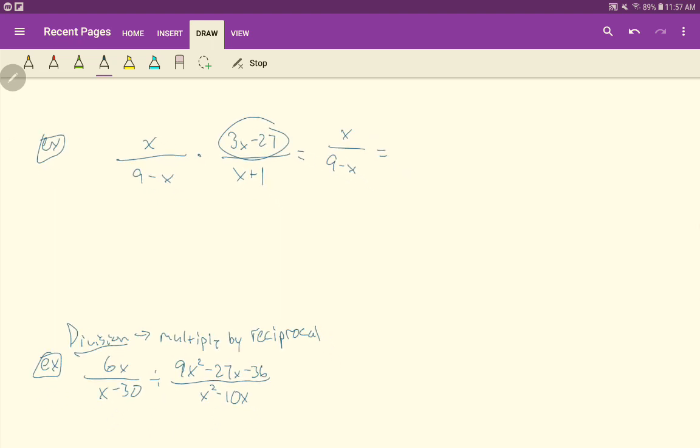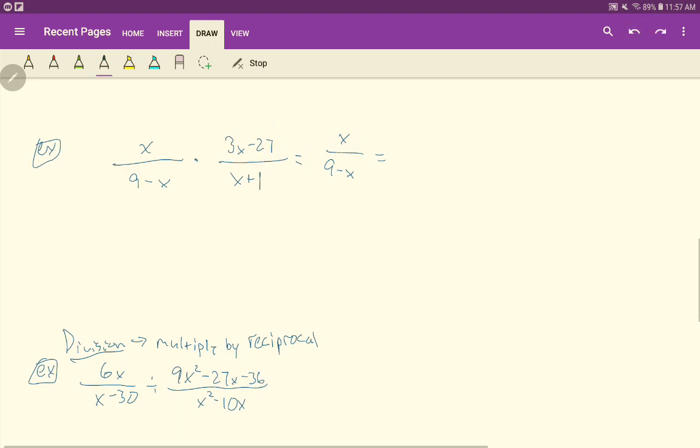Okay, I can take an x, like I said, out of this one here. So that will leave us with 3x minus 9 over x plus 1. Now, do these two things cancel? No, not as they are currently written, but they are very close. In fact, they are exact opposites of each other. What can I do to make them exactly the same?